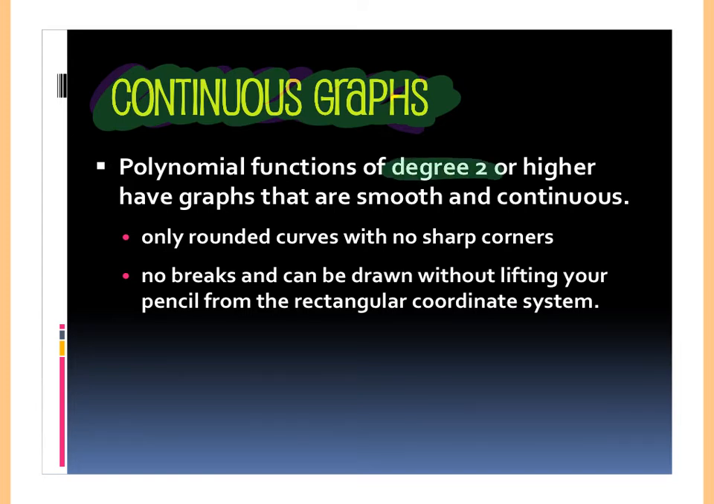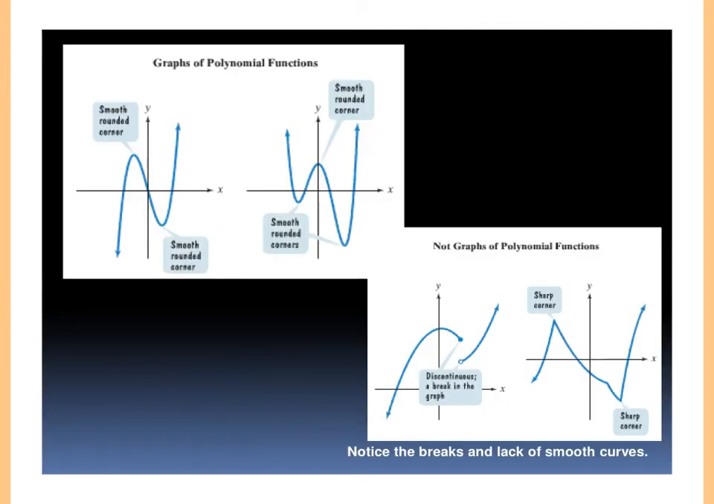The degree is 2 or higher, meaning it's x squared or x to the third or x to the fourth or x to the fifth. These are not lines. They are smooth and continuous, meaning I can put my stylus or my pencil to start graphing it and go all the way through the curve without lifting it up and starting it again. There's no sharp corners, so you won't see anything that goes like up, down, like that. It will be smooth in both of those spots. And there's no breaks. It can be drawn from start to finish without lifting your stylus or your pencil.